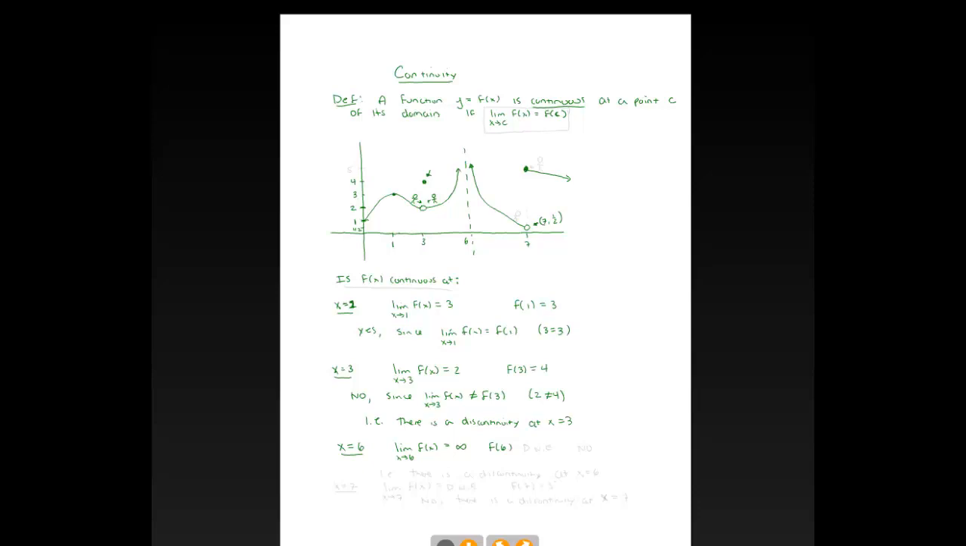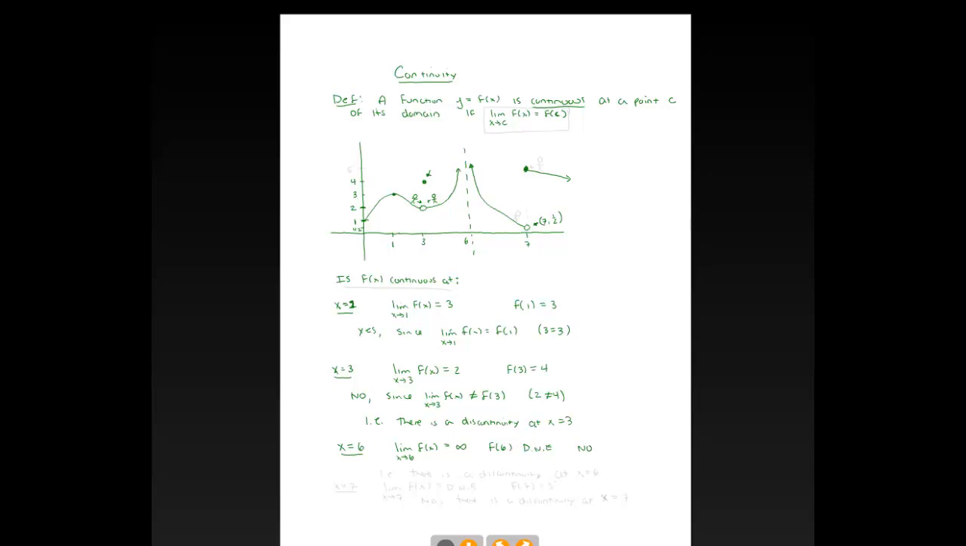Well, f of 6 does not exist, because there's a vertical asymptote at 6. There's no output value for 6. So this has no possible way of being continuous. So the answer is no, and I'm not going to write down the reason again, because I wrote it twice above.